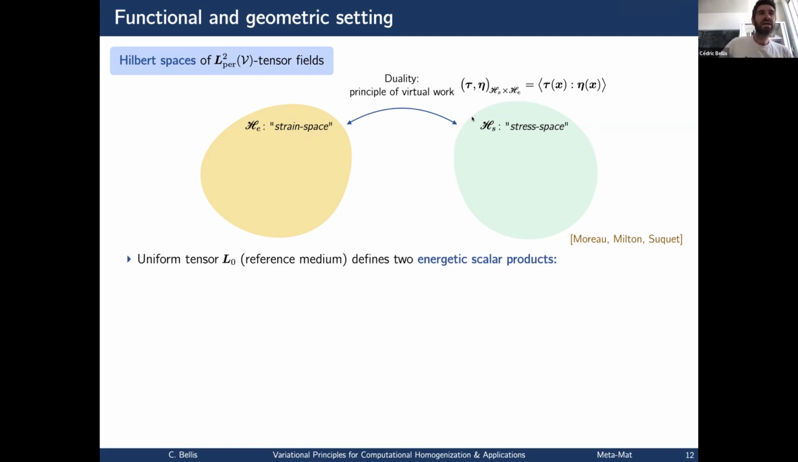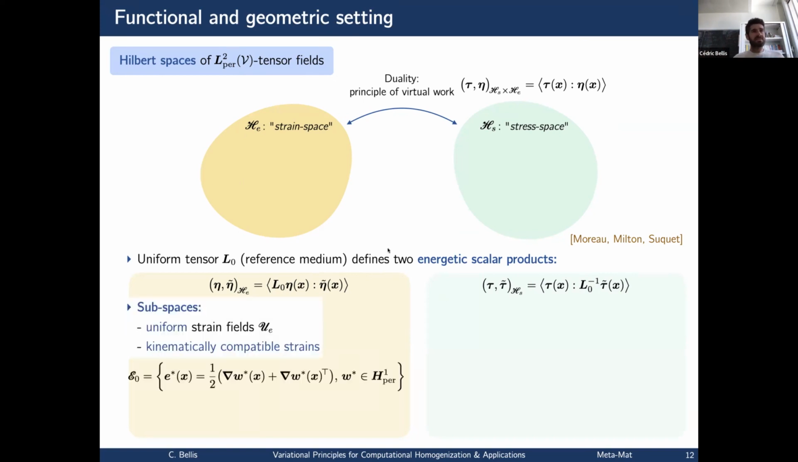Next, I would like to introduce the uniform reference medium, a constant tensor L0, to define two scalar products in each of these two spaces. On the left, I introduce L0 applied to eta tilde. This is some sort of mechanical energy in the strain space. And I have the dual version using the inverse tensor of L0. These two quantities define an energetic scalar product in these two spaces. So we now have Hilbert spaces.